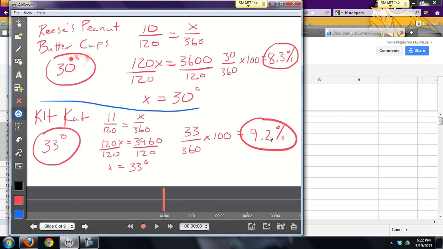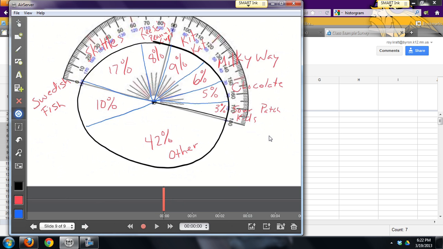So I have 30 degrees here with peanut butter cups and 33 degrees with Kit Kats. So let's do both of those. I did all the work here already, so we have 11 people like Kit Kats over 120 equals x over 360, cross multiply, divide by 120, I get 33 degrees. Then over here, 33 divided by 360 times 100 gives me about 9.2%. Now I just rounded to the nearest percent, so this is 8% and 9% when we're looking at our circle graph.